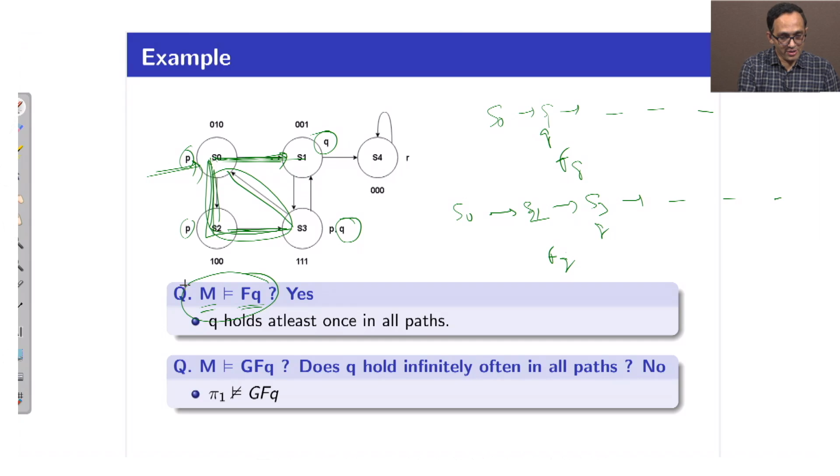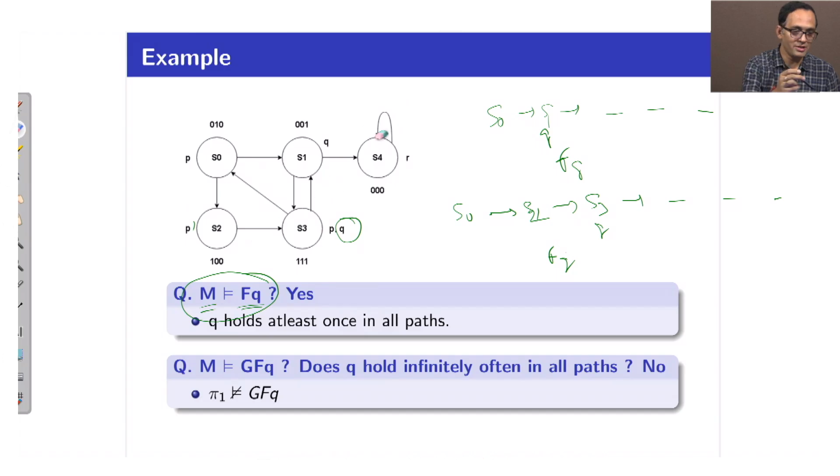Then quickly check whether this satisfies globally Q. And you can now clearly see that it does not. Why? If you see here, for this path in the start state itself Q does not hold, right. Okay, I am checking GFQ. So, it is not globally Q.